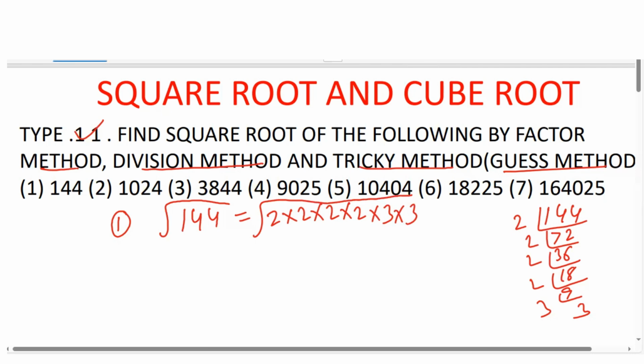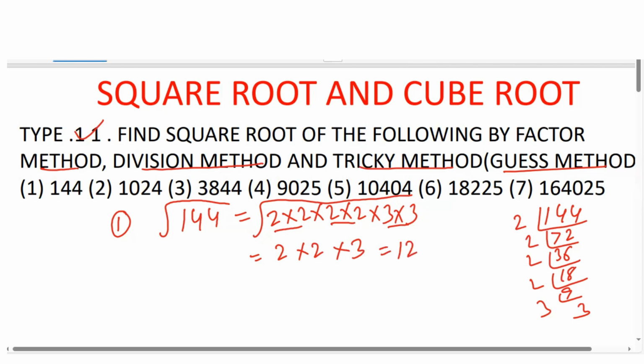Now square root means what? Just pairs of two. This is the first pair, this is the second pair, and this is the third pair. So the first pair will give you 1 time 2. Here 2 times 2 gives 1 time 2. Here 2 times 3 gives 1 time 3. So our answer is 12. 12 is our correct answer.